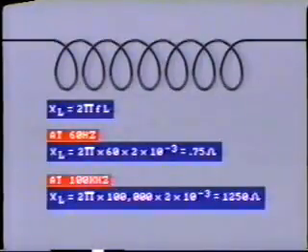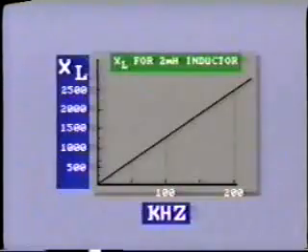You will remember that inductive reactance is calculated from the formula XL equals 2 pi FL, so it is proportional to frequency. At 60 hertz, a 2 millihenry inductor will produce an inductive reactance, that is impedance, of approximately 0.75 ohms. However, at the carrier frequency of, say, 100 kilohertz, the impedance of this inductor will be relatively high, about 1,250 ohms. So the loss of carrier signal will be quite small. We can draw a chart showing impedance against frequency.